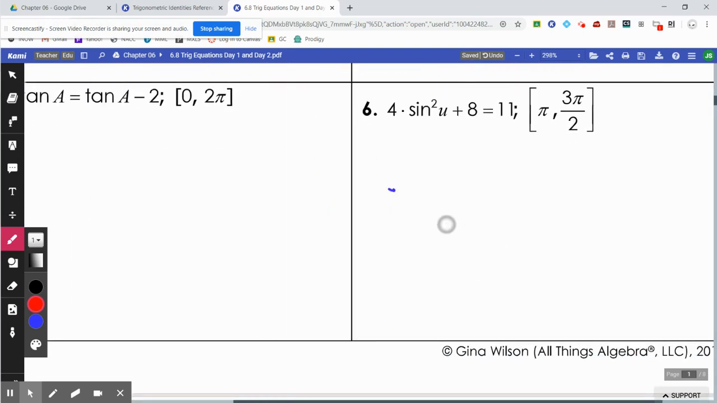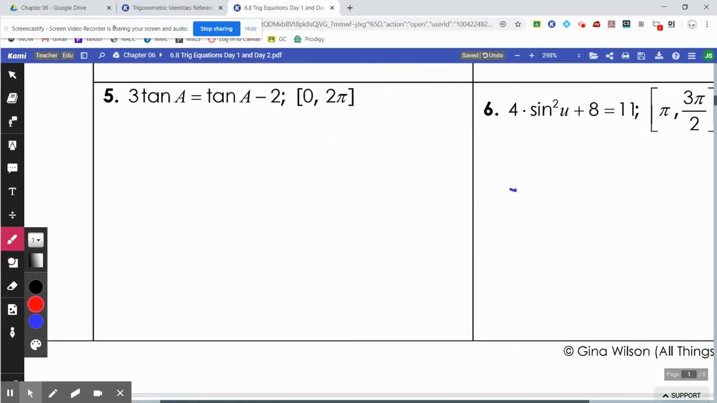Okay, next one, a little bit different. On this one, we're only going to look for the answers between 0 and 2 pi. So that's only the answers in one complete rotation. So let's isolate our tangent, get them both together, subtract. You have 2 tan A is equal to negative 2. Divide by 2, and you get the tangent of A is equal to negative 1.